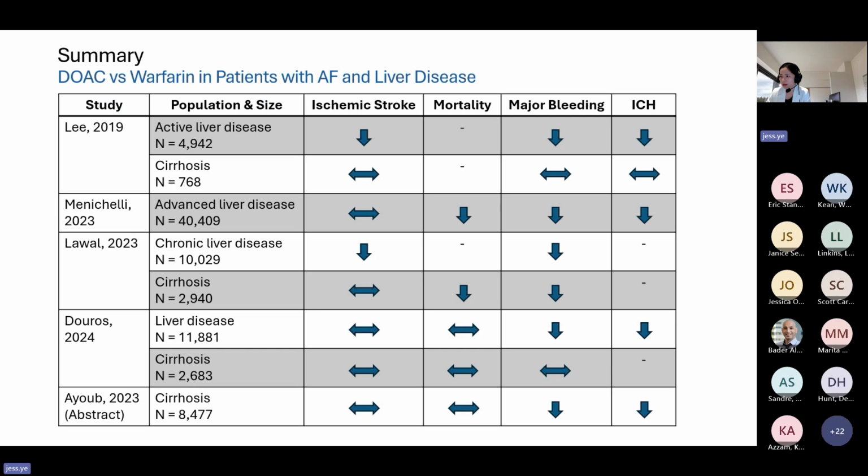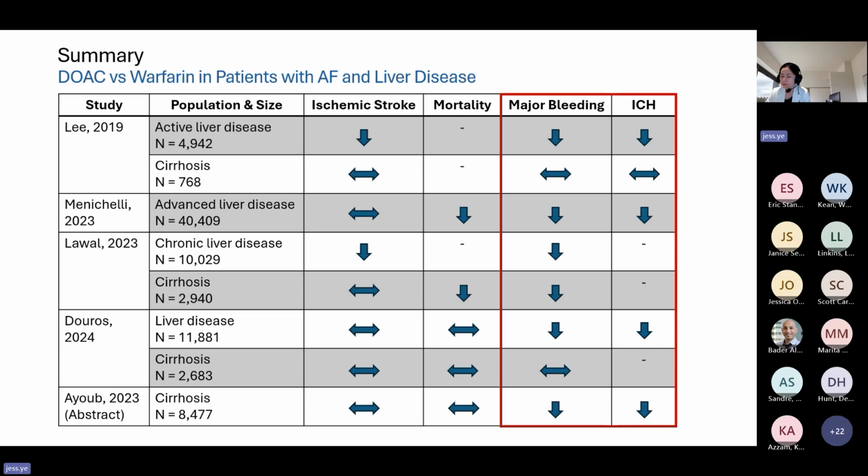This table summarizes the key observational studies assessing the risks and benefits of DOAC versus warfarin for atrial fibrillation patients with liver disease. We looked at Lawal and colleagues and Douros and colleagues. The Menichelli from 2023 is a meta-analysis, while the other 4 are cohort studies. Overall, this observational evidence suggests DOAC are similarly or more effective than warfarin in preventing stroke and death in patients with atrial fibrillation and liver disease.